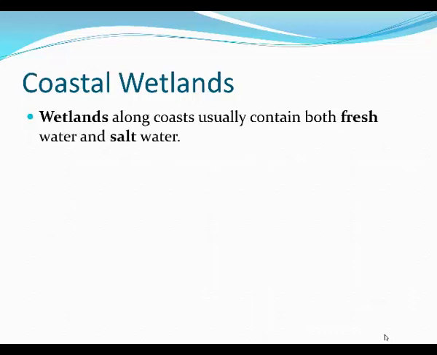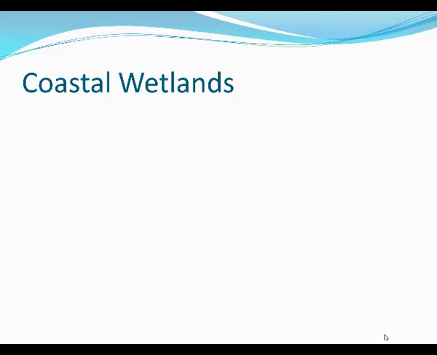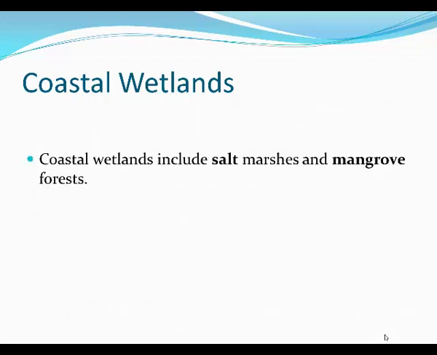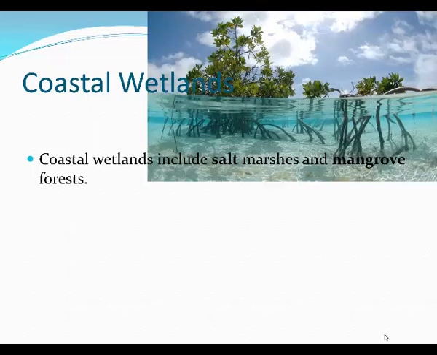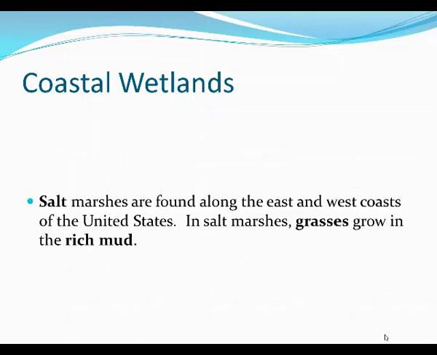Coastal wetlands. Wetlands along coasts usually contain both freshwater and saltwater. Coastal wetlands include salt marshes and mangrove forests. Salt marshes are found along the east and west coasts of the United States.